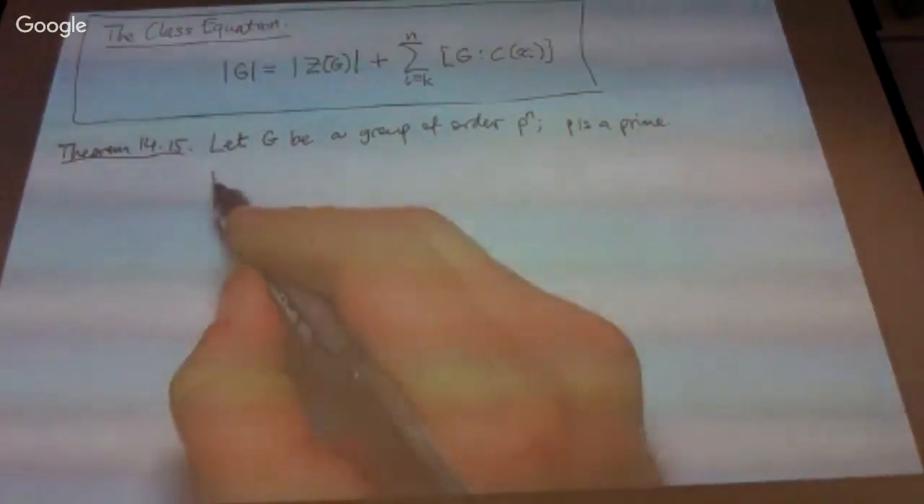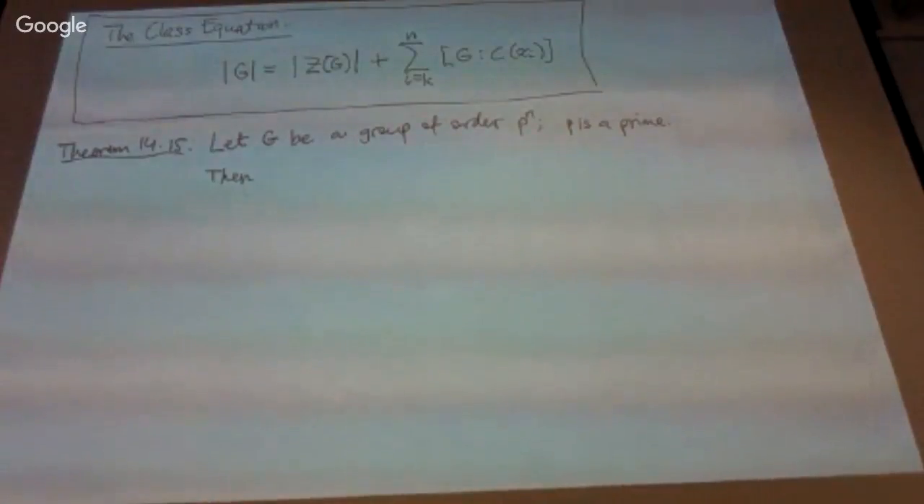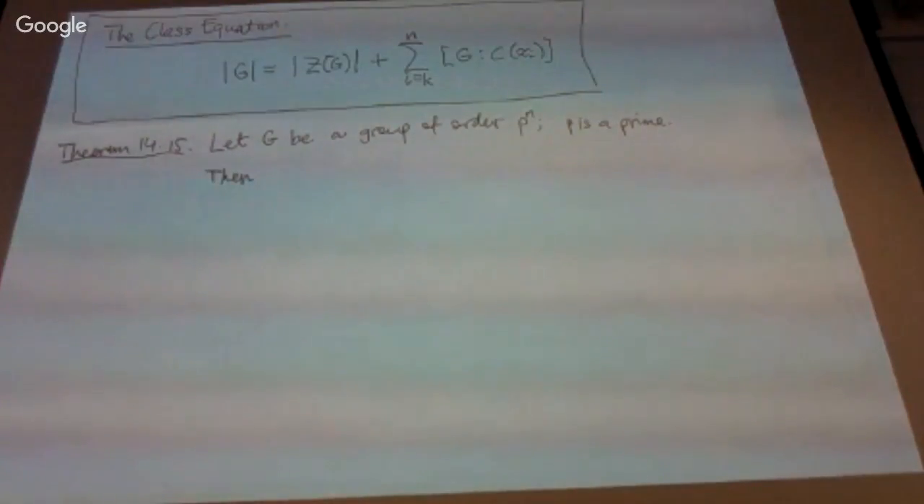Is it an odd prime? Oh, yeah, we include them too. Is it an odd prime or can it be two? Can be two. Okay. And that's a golden.